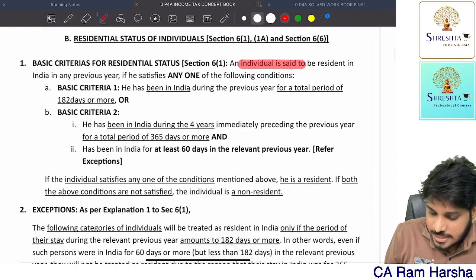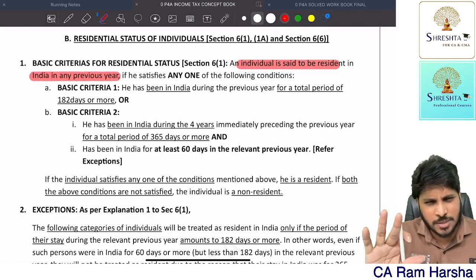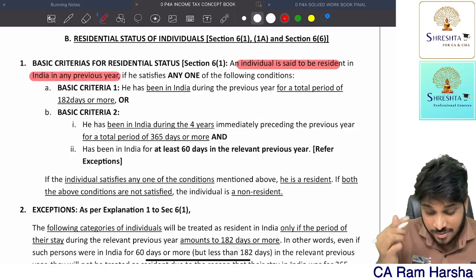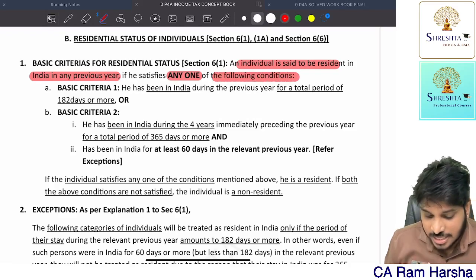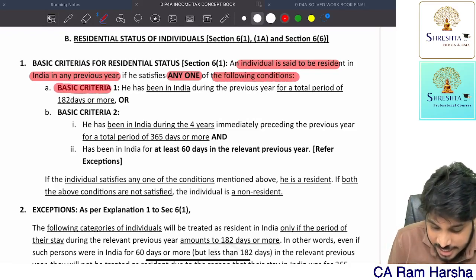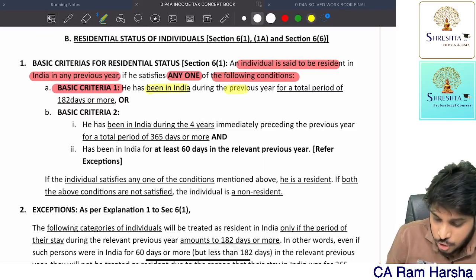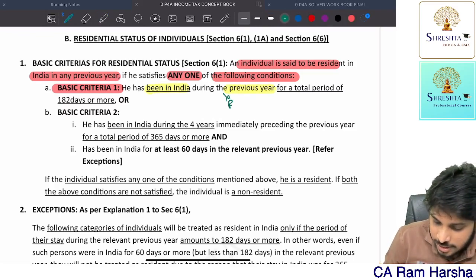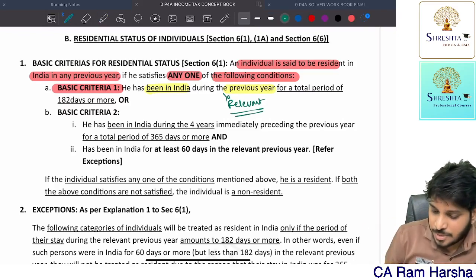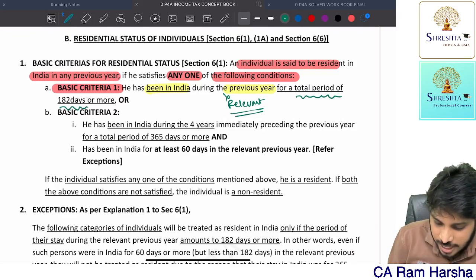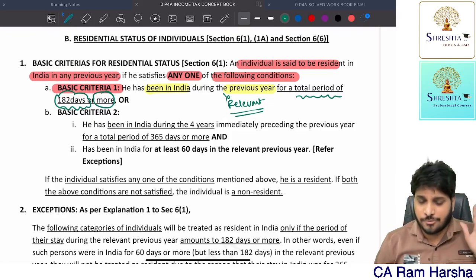An individual is said to be resident in any previous year, whatever the previous year we are checking, for that year he is said to be resident, when any one of the following conditions is satisfied. First one, basic condition 1. What is it? He has been in India during the previous year, you can add the word relevant for more clarity, during the relevant previous year for a total period of 182 days or more. Even if he is there for 182 days, that is enough.